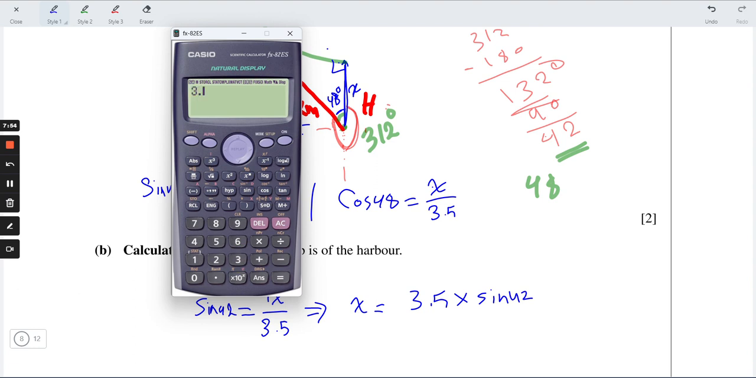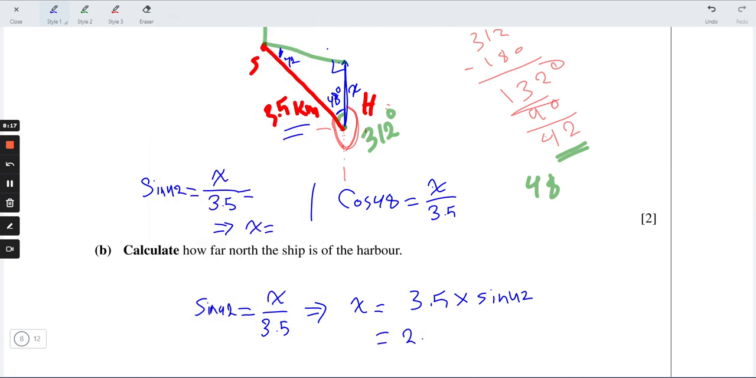So here 3.5 times sine 42, which is equal to 2.341. Correct to 3 decimal places, so x equals 2.34 kilometers.